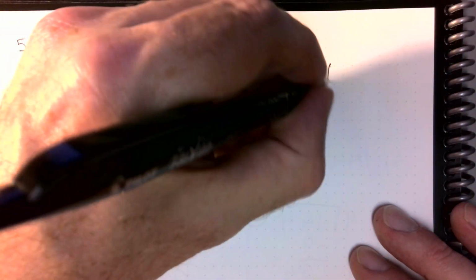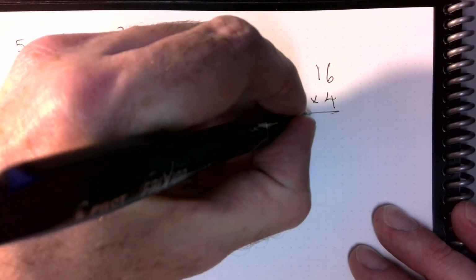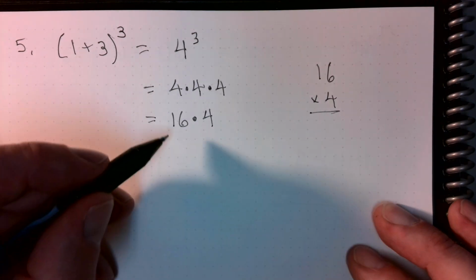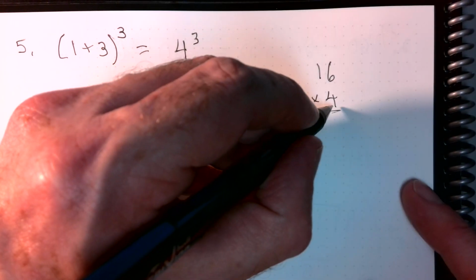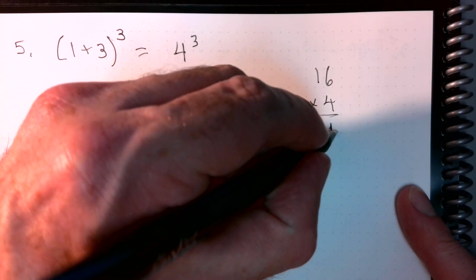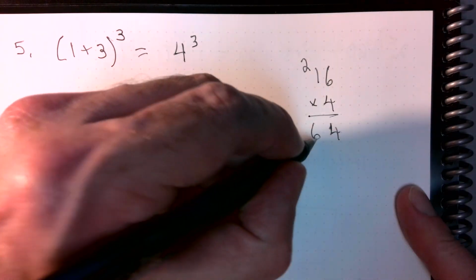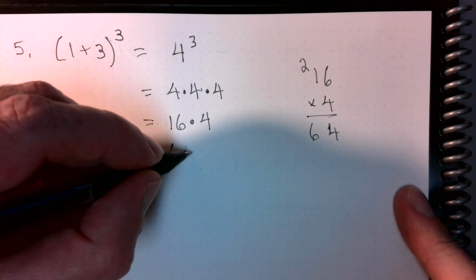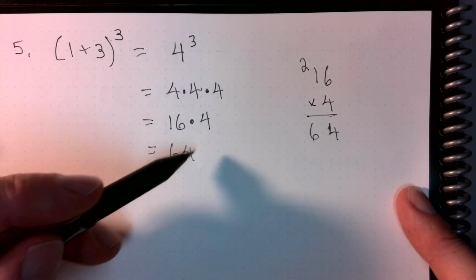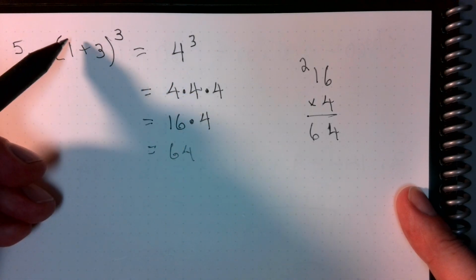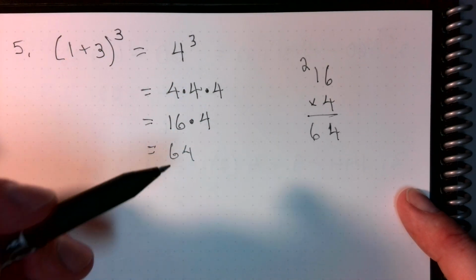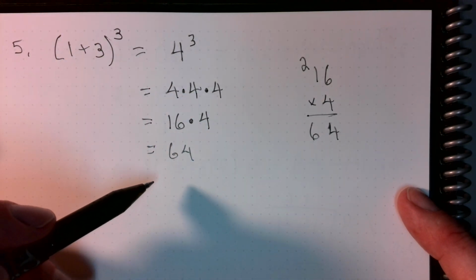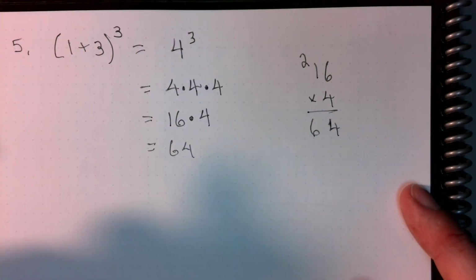And we're supposed to multiply that by 4 again. 16 times 4, I'll just do it out here. So 6 times 4 is 24. Carry the 2, 64. So we get 64. Once again, this is the type of work I'm expecting to see. If you just write 64, you are not getting credit for a problem like this. Show the steps.